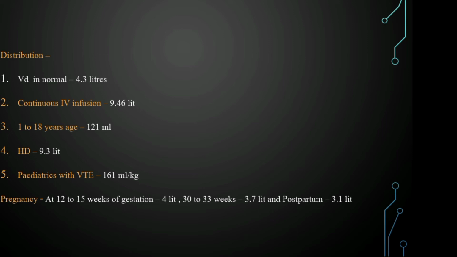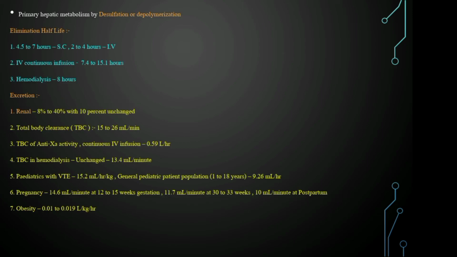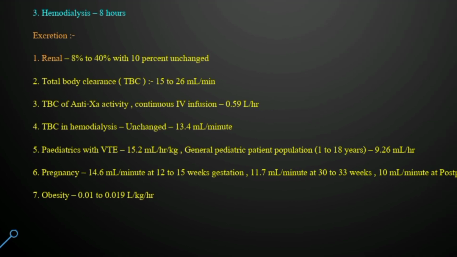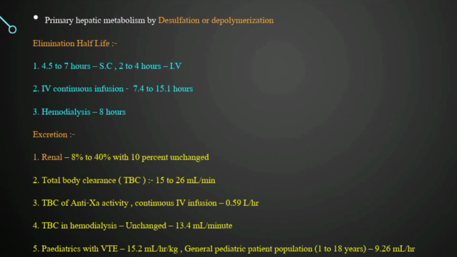And as I said in the previous point, normal is 4.3 liters. And if this drug is given in continuous IV infusion, 9.46 liters. For 1 to 18 years of age, 121 ml. In hemodialysis patients, 9.3 liters. And in pediatrics with venous thromboembolism, 161 ml per kg. So these are the VDs in different situations. When coming to pregnant women, at 12 to 15 weeks of gestational age, their VD will be 4 liters. At 30 to 33 weeks, 3.7 liters. And after delivery, in the postpartum period, the VD is 3.1 liters.